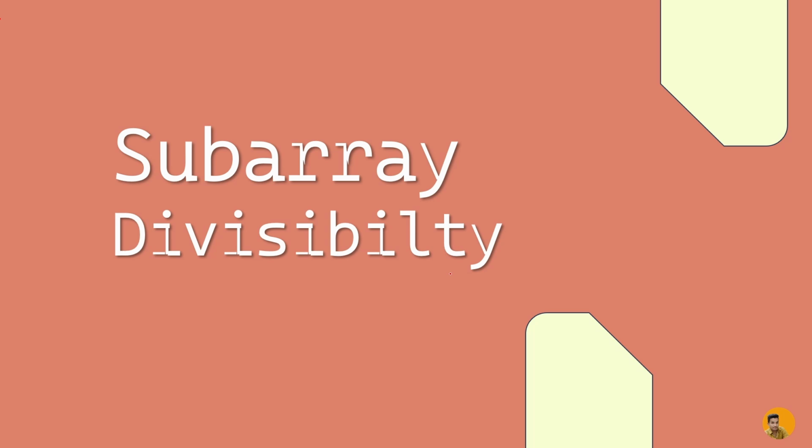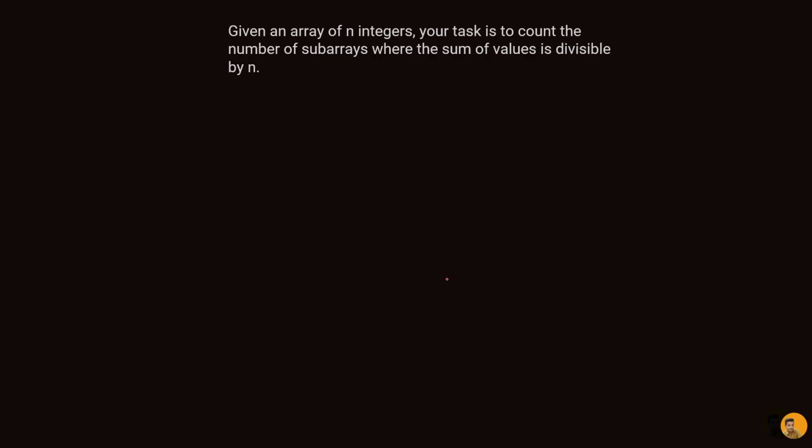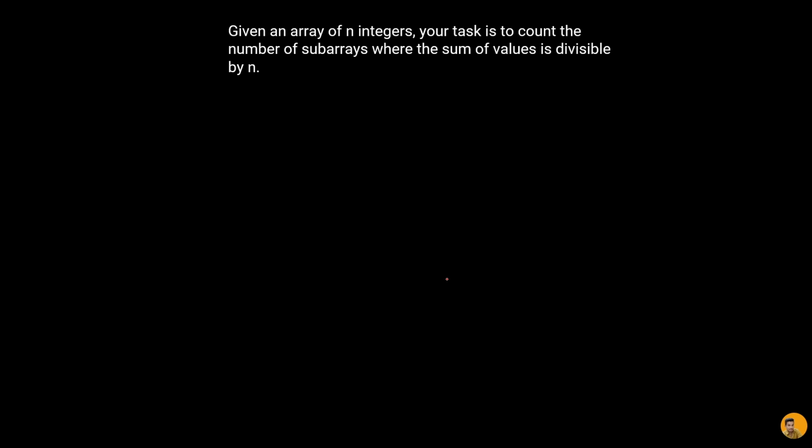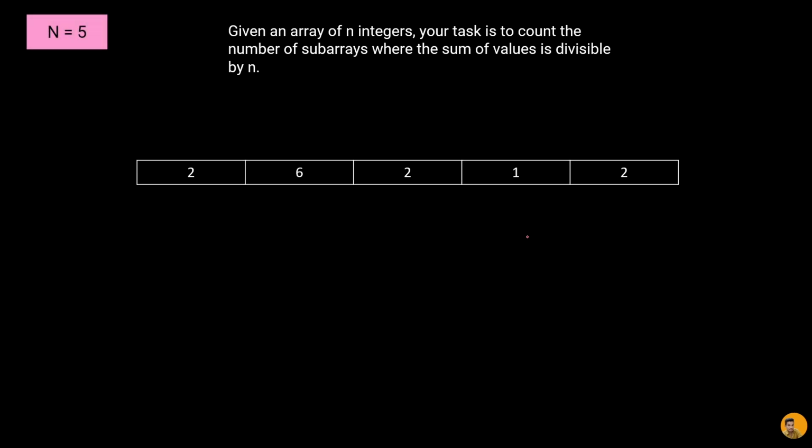Let's solve the problem subarray divisibility. In this problem, we are given an array of n integers and our task is to count the number of subarrays where the sum of values is divisible by n. So for example, if n is 5 and we have this array, then the output should be 2.